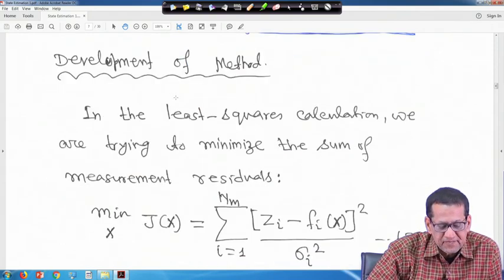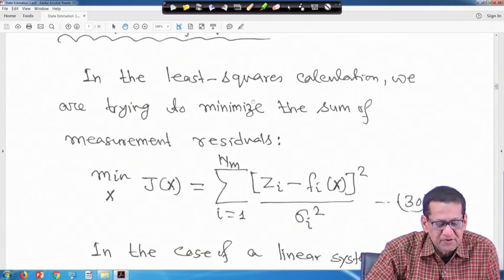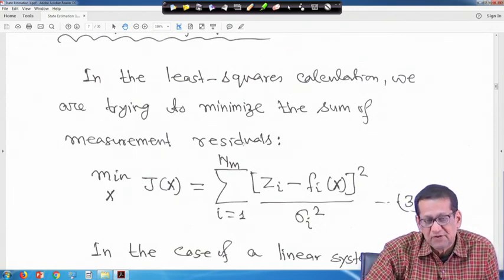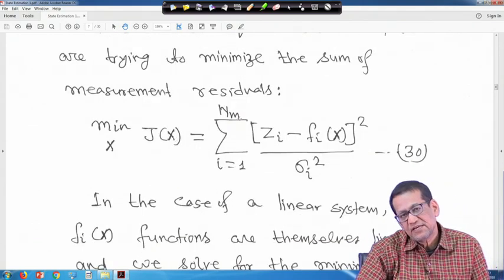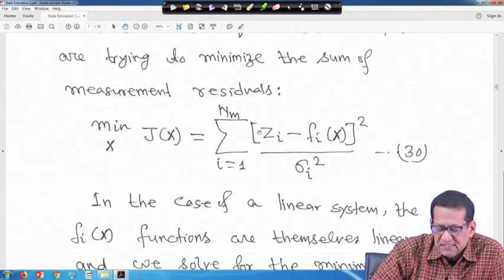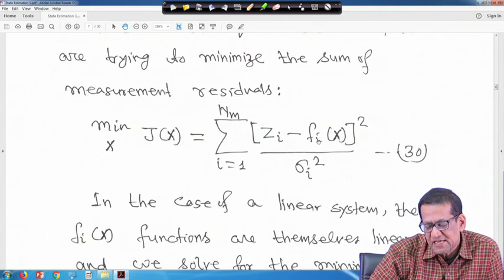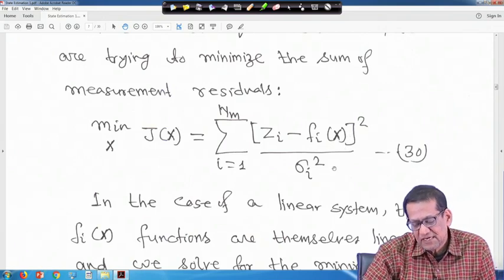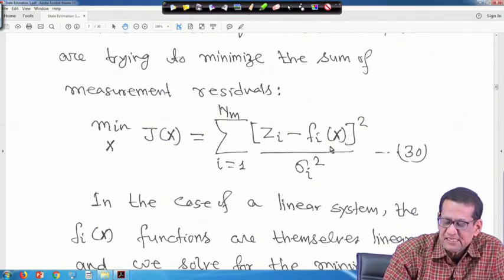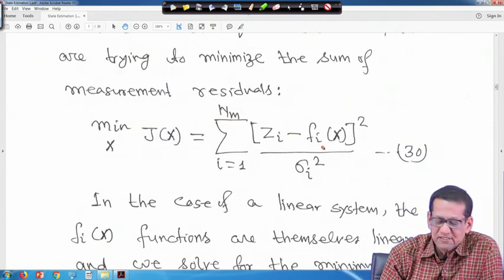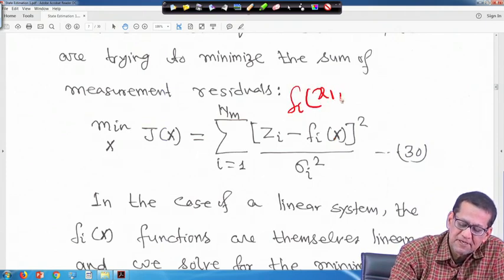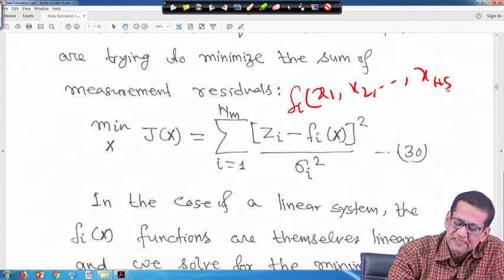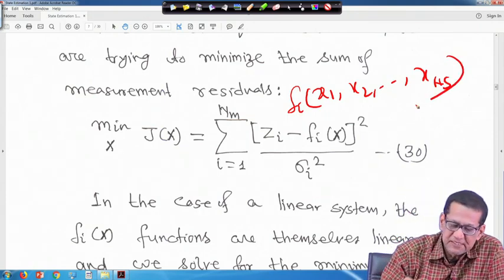Now, in the least square calculation, we are trying to minimize the sum of the measurement residuals. So, we know we minimize J(x), the sum over i equal to 1 to nm, where nm is the number of measurements, of the bracket z_i minus f_i(x), because x is a vector, so it is a function of many state variables, squared, divided by sigma_i squared. Actually this f_i is a function of several variables, which I have written as a thick x, that is, f_i is a function of x1, x2, up to xn, right. That is why it is given like this.